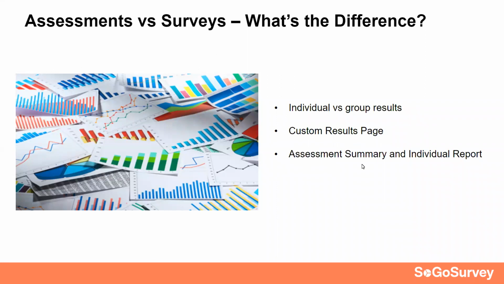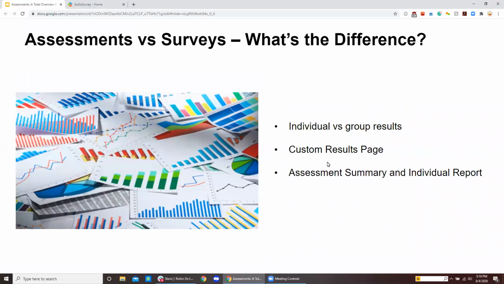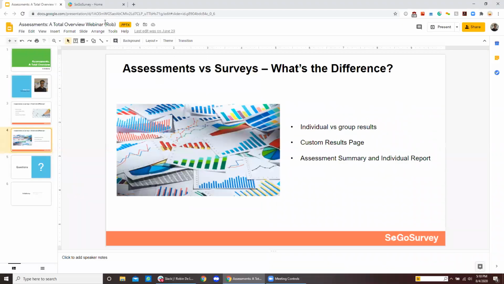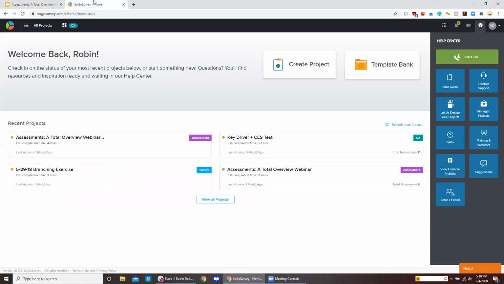So that is going to be some of the interesting functionality that you can do. And then this last point right here is going to be talking about the two specific reports that we're going to be taking a look at: the assessment summary and the individual report. These two are going to be different in the assessment tool versus the survey tool. So with that, let's hop into the platform itself so that I can show you specifically what these differences look like.